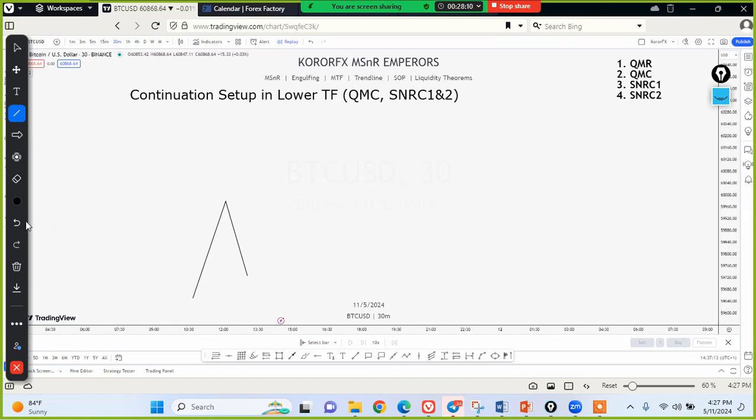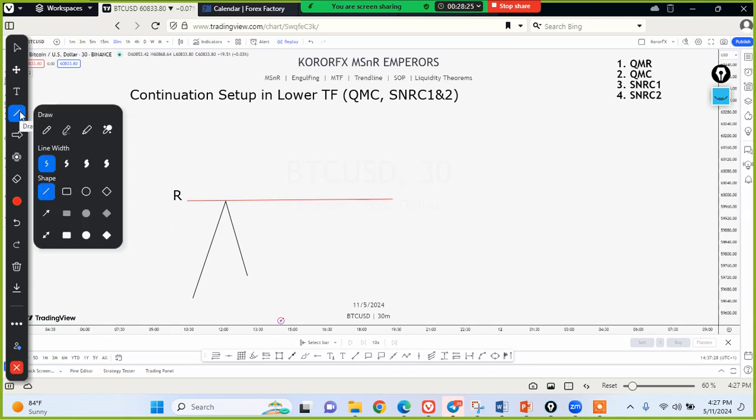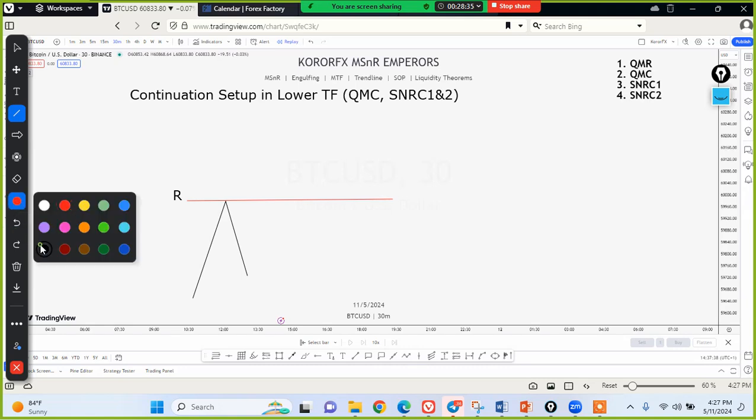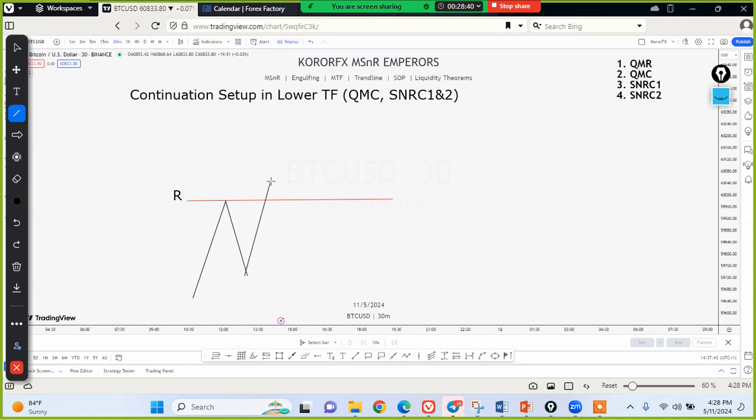Classical A. In here we have a resistance, right? After we got a resistance, we are waiting for the price to come back here and sell off. But it breaks above here, and then comes back to where it has broken and then goes up.